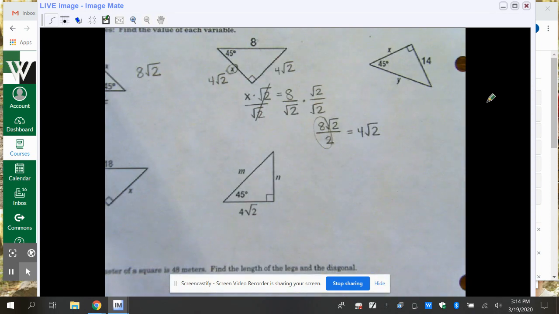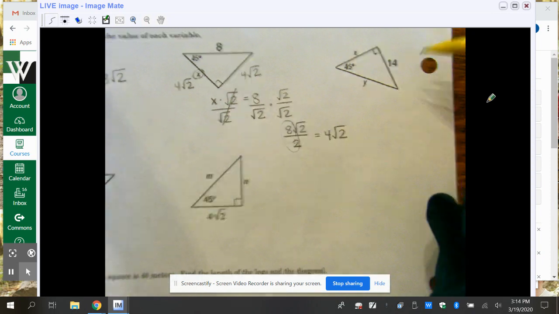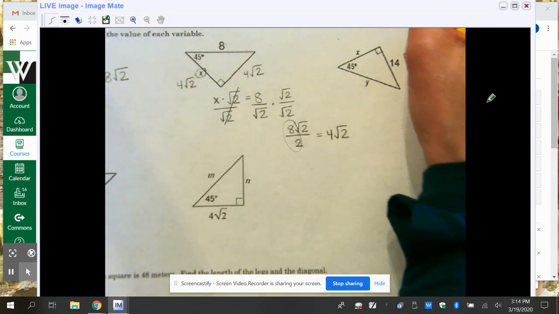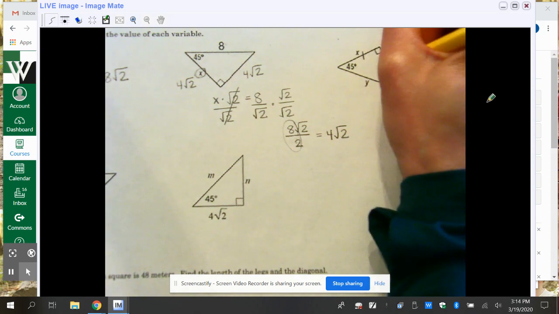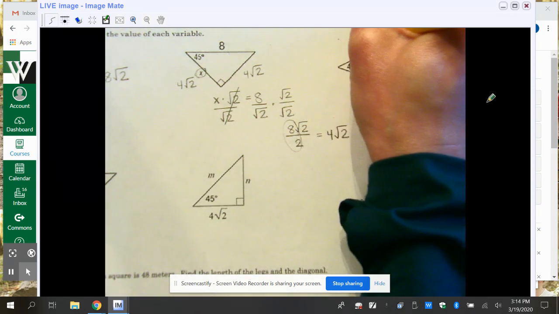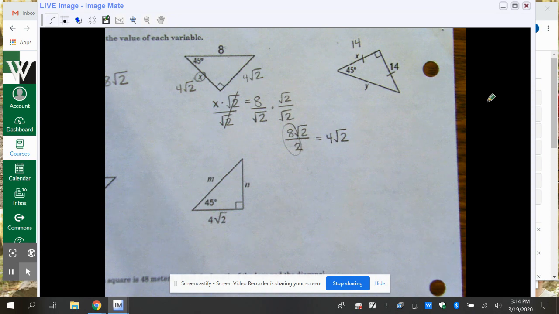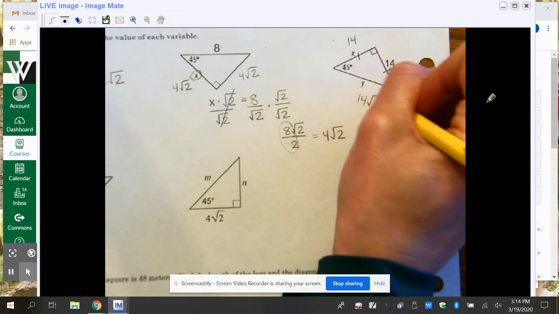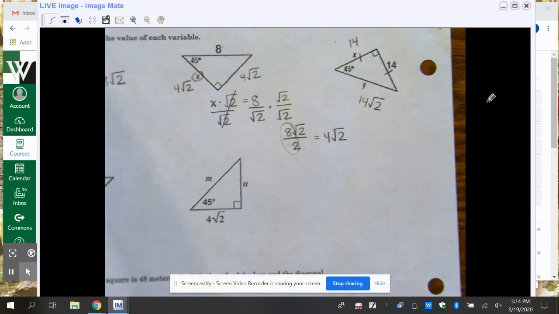All right, so if we look at this one now, this is 14. This is a leg. So if this is 45, 45, 90, that means that x is also going to be 14, and y is going to be 14 radical 2. Leg times radical 2 is hypotenuse.